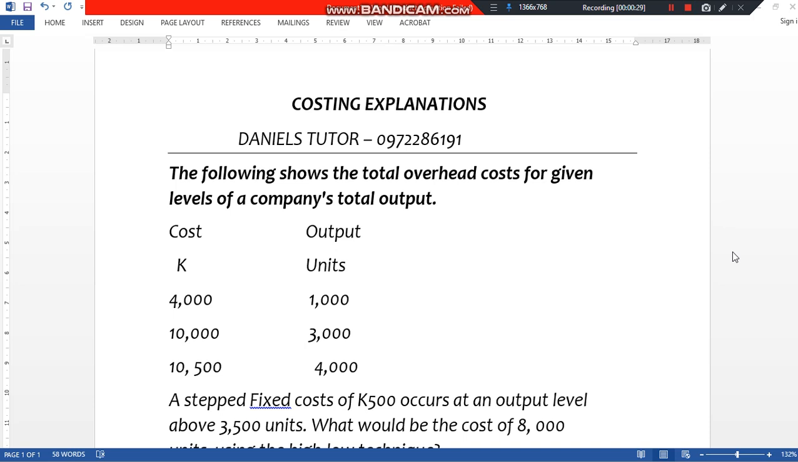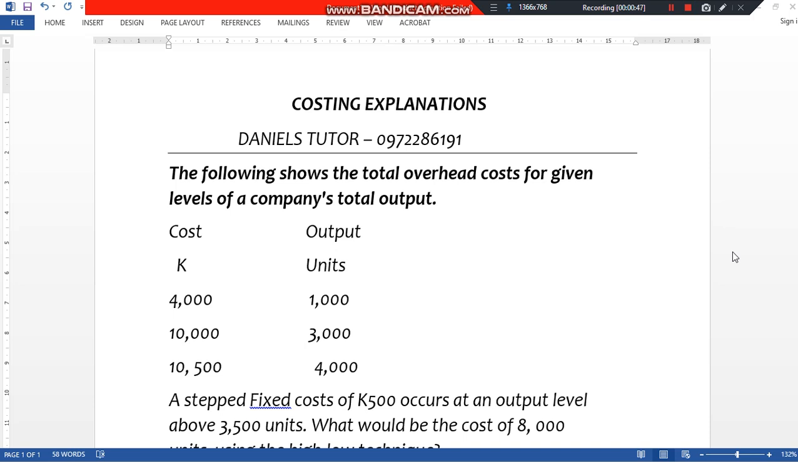So a good example of a fixed cost is rent. When you rent a building, the number of units doesn't affect your rentals. You still have to pay the same rent per month, right? So here's the thing, guys. I have a question for you.